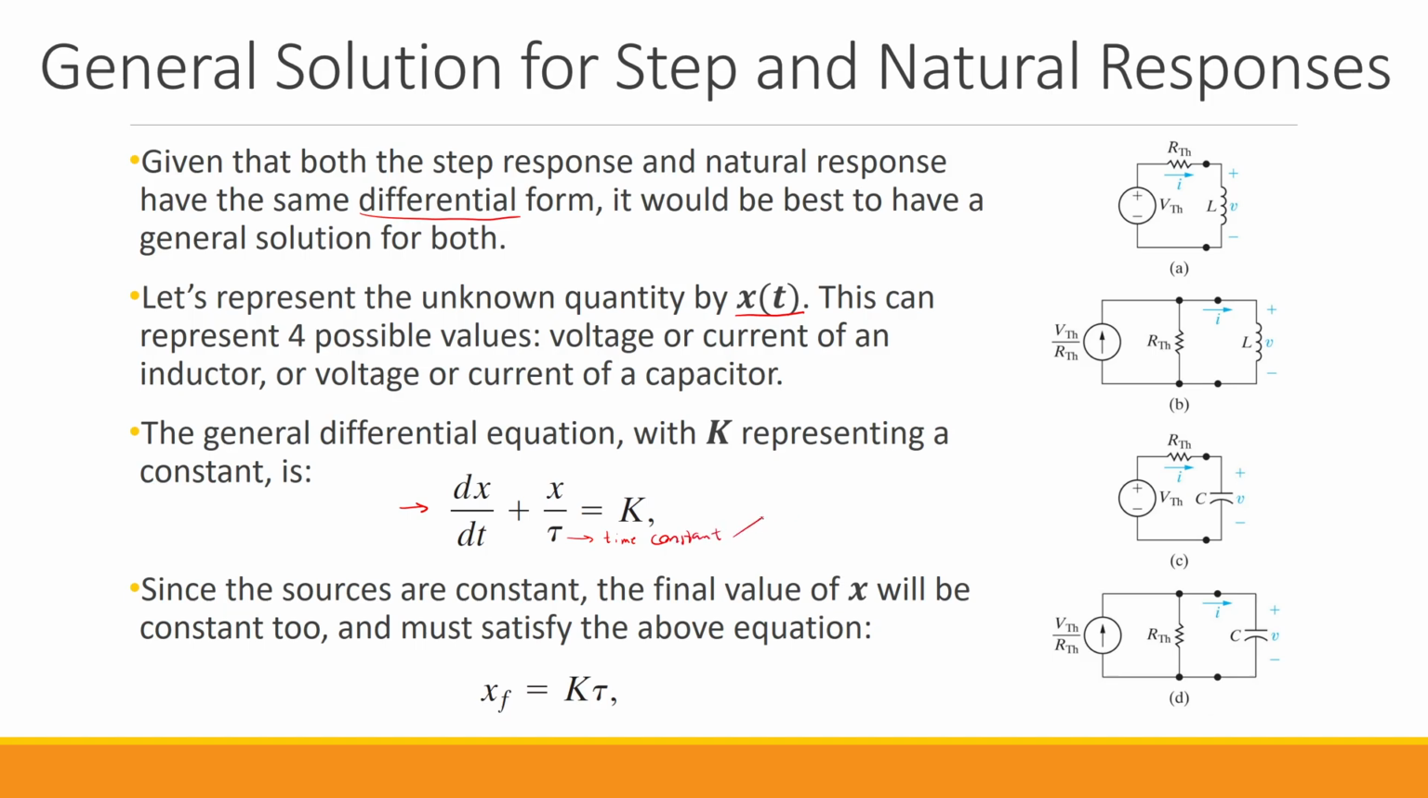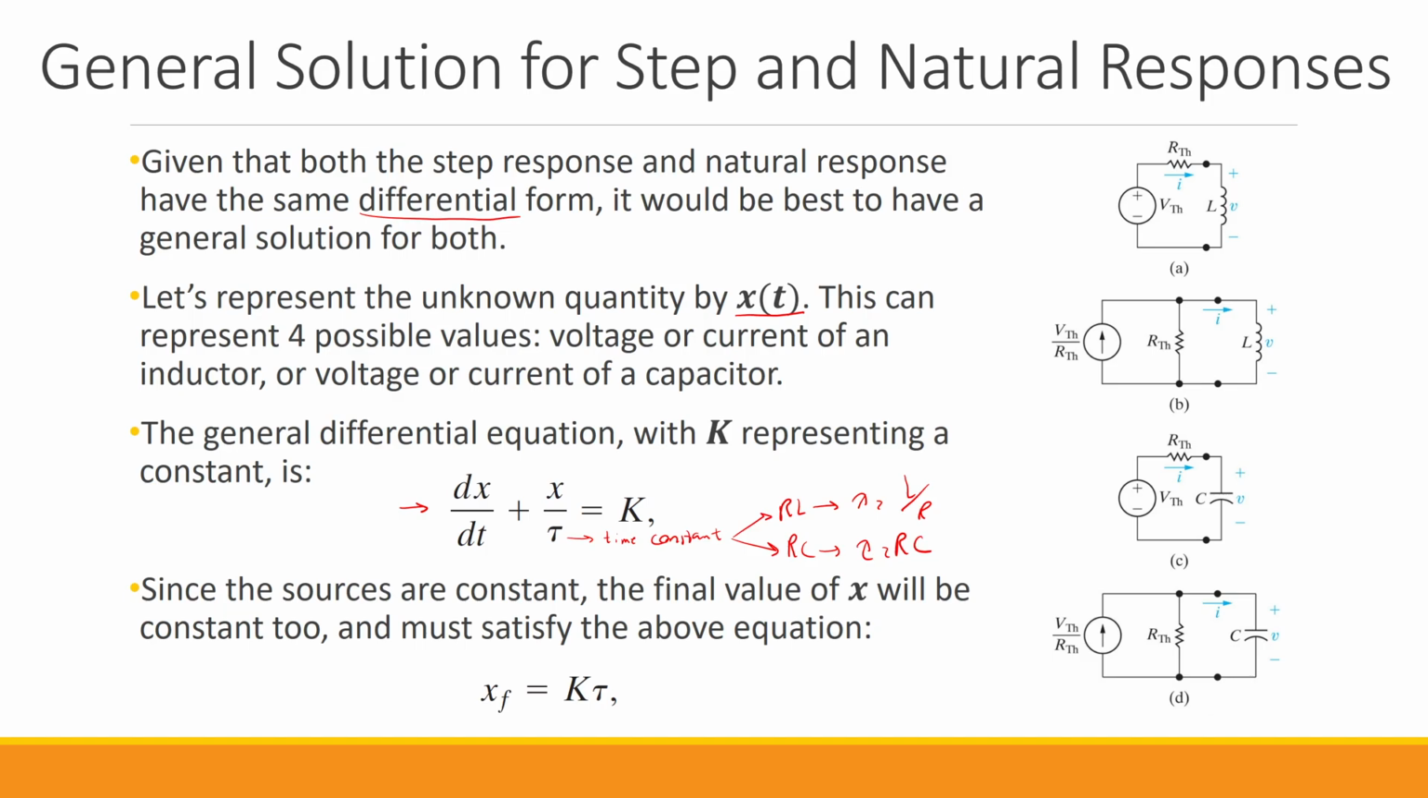If you remember, for an RL circuit, the time constant is L over R. And for an RC circuit, the time constant is RC, or the multiplication of R and C.